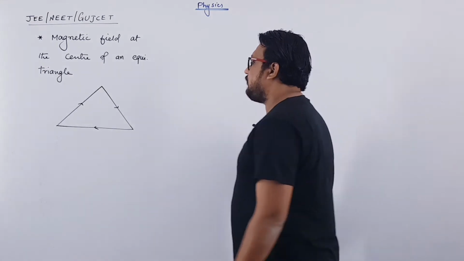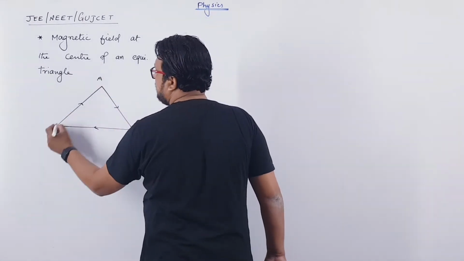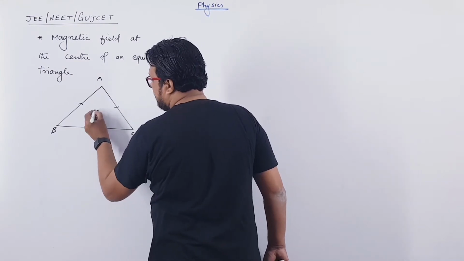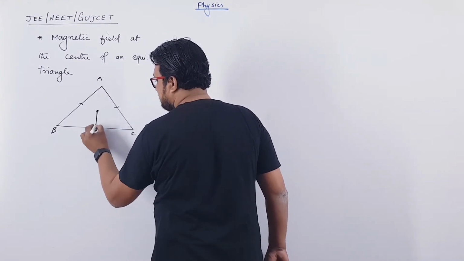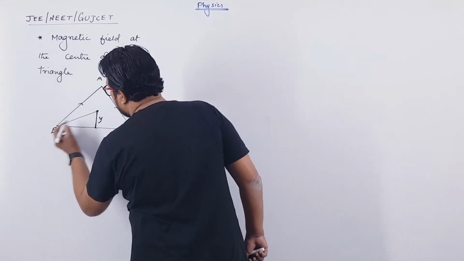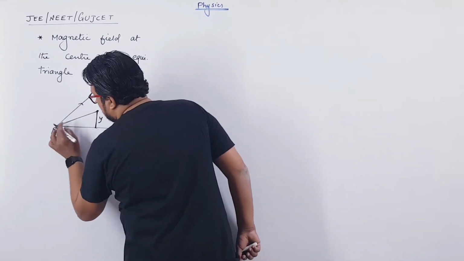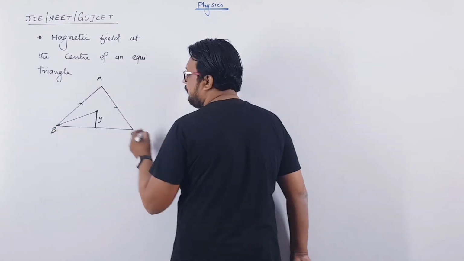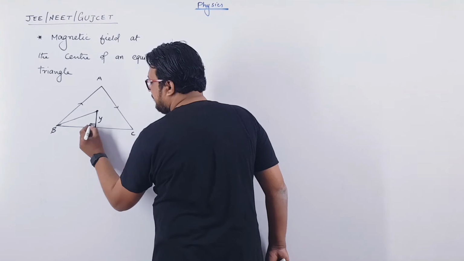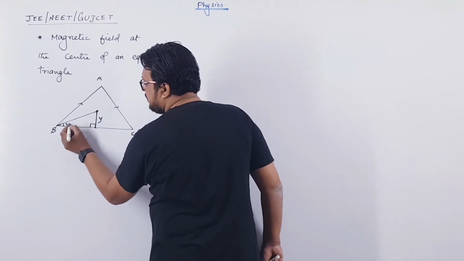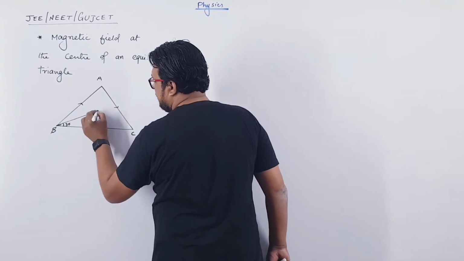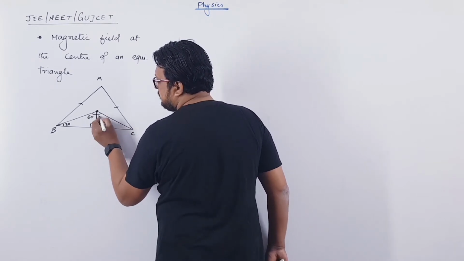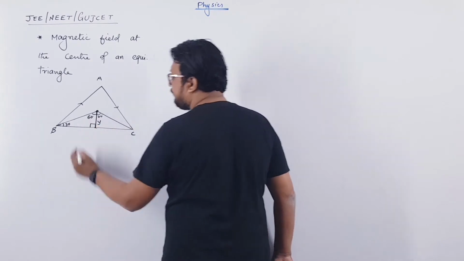So let us say this is triangle ABC, which is an equilateral triangle, and we want to find the magnetic field at its centroid, you can say. So let us say this distance is y. Now if you draw a line from the vertex, this angle will be 90, this will be 30, so obviously this angle is 60. In the same way this angle will also be 60 degrees. This is our y, right?